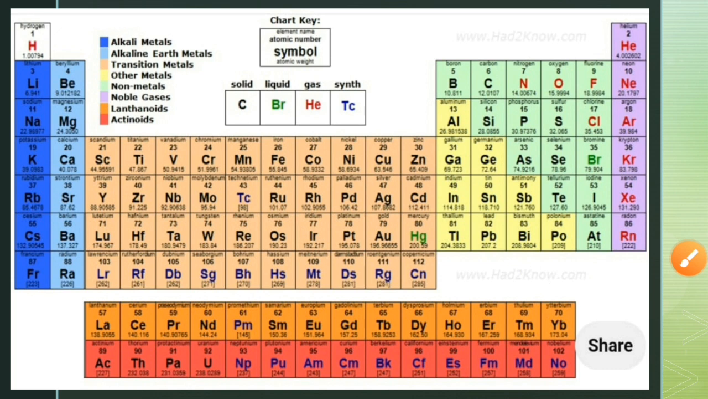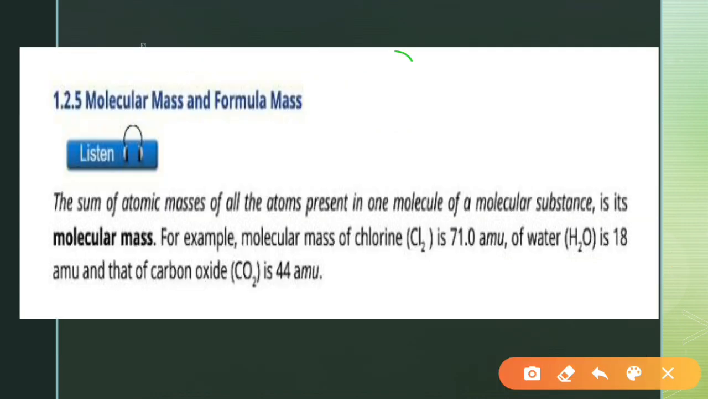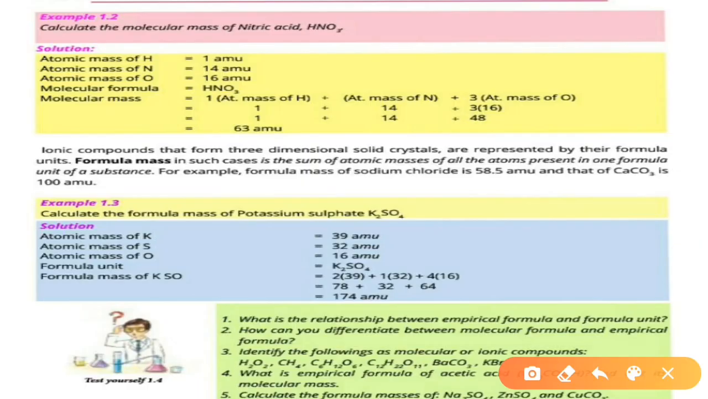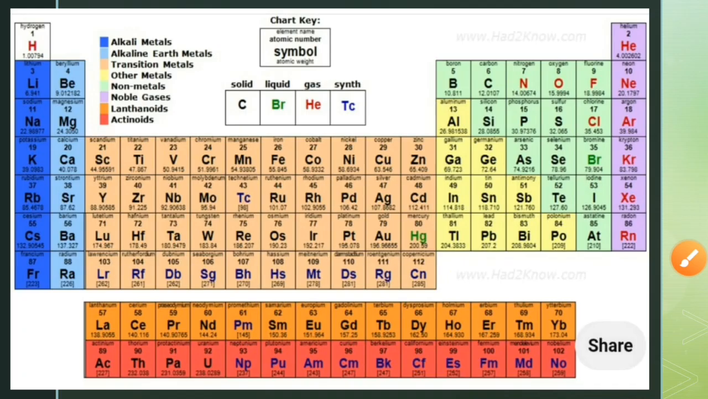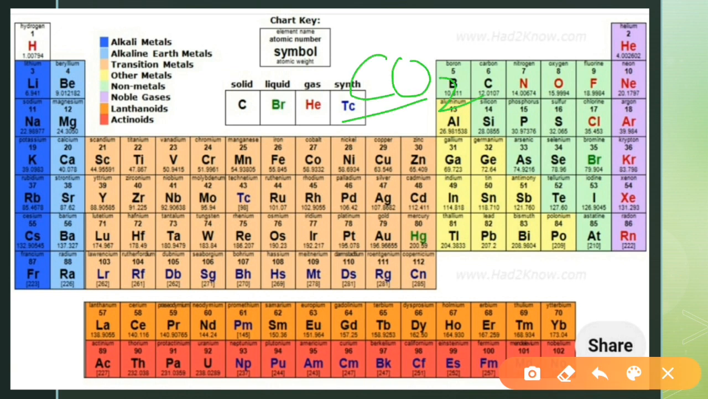The last one was carbon dioxide. The element carbon is only 1, and for oxygen, there are 2 atoms of oxygen. So first of all, locate carbon's atomic mass, which is 12, plus 2 multiplied by 16, and calculate. You will get 44 AMU.